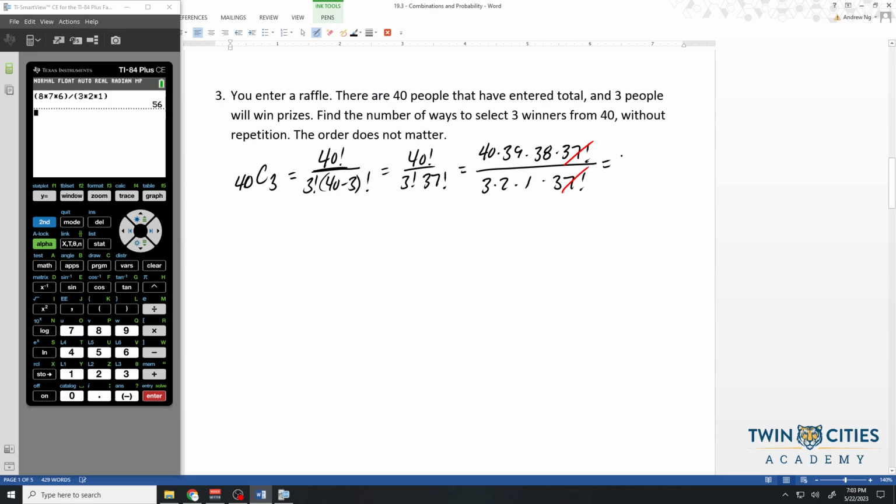So what's remaining? I've got, do parentheses for the top here, 40 times 39 times 38. And I'm dividing by 3 times 2 times 1. So there are 9,880 different ways to select 3 winners from 40.